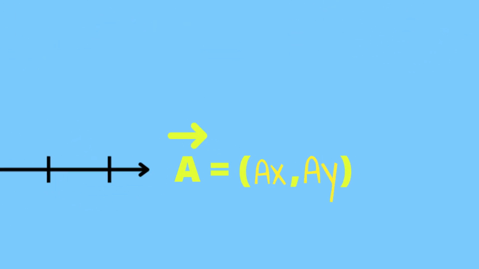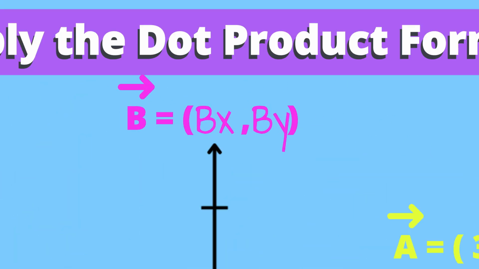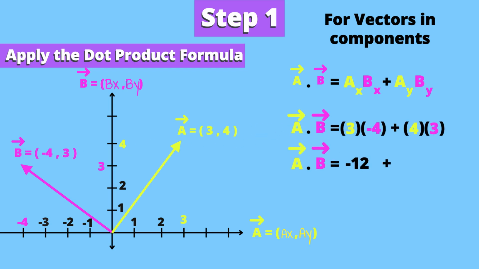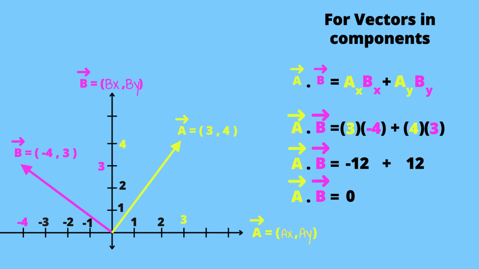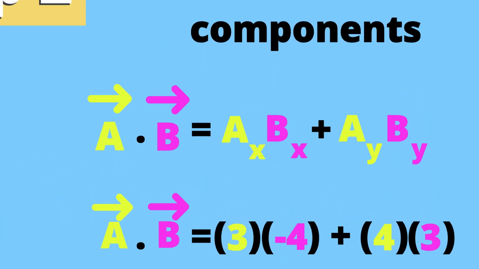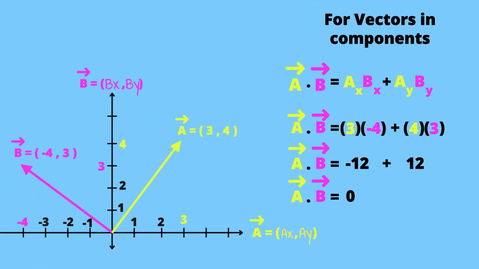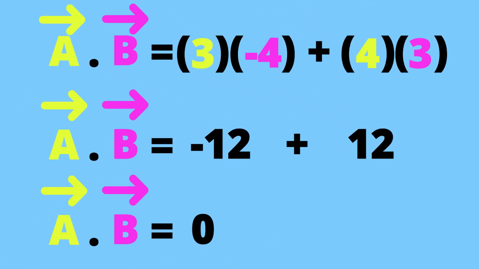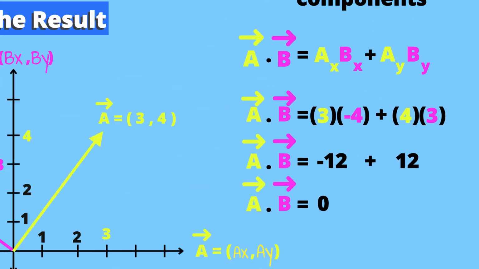Here, AX and BX are the horizontal X components, while AY and BY are the vertical Y components. Here, AX is equal to 3, as we can see from the graph, while AY is 4. Similarly, BX is equal to -4, while BY is 3. Step 2. Plug in the components. A dot B equals 3 times -4 plus 4 times 3. Step 3. Solve for the result. A dot B equals 3 times -4 plus 4 times 3.